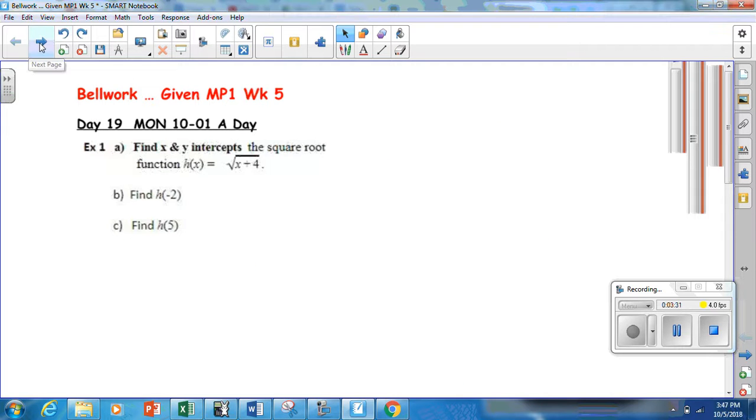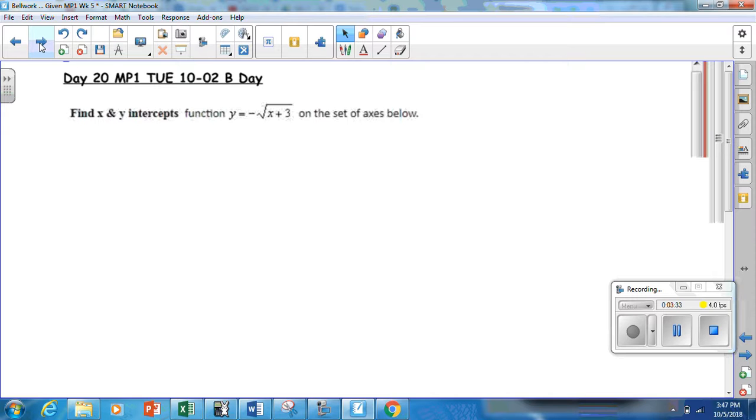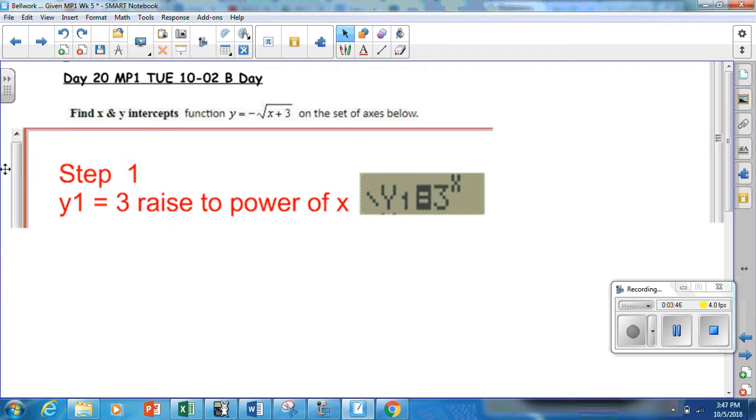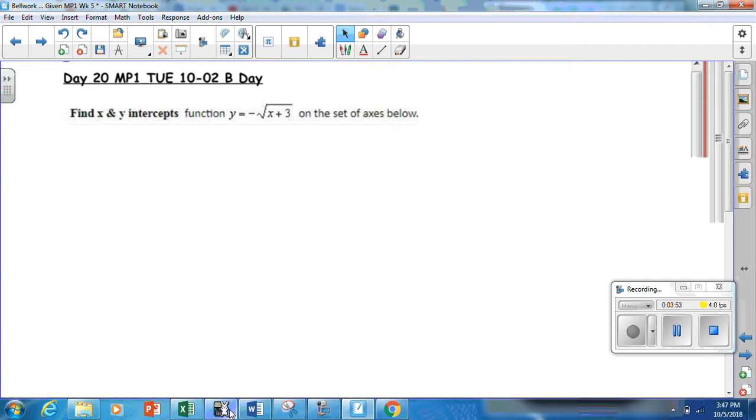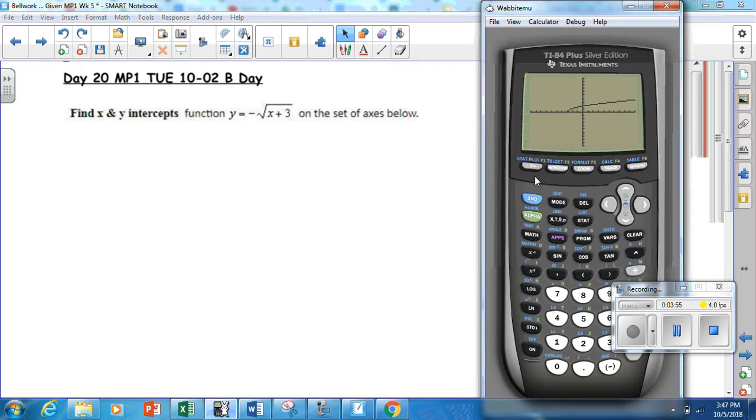Okay, let's get to our next question. Same idea, but now I want to place a negative in front of that square root. What's my x and y intercept? Okay. Consider that. That won't help us. Let's get rid of that. Let's just throw it right in here, shall we?